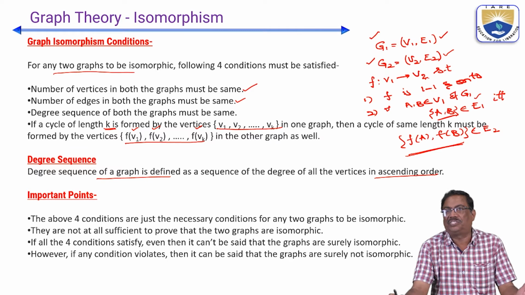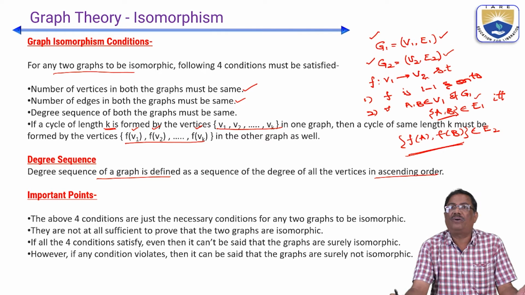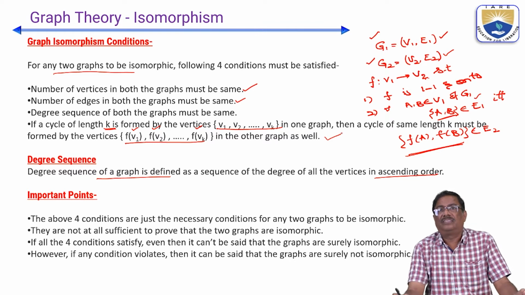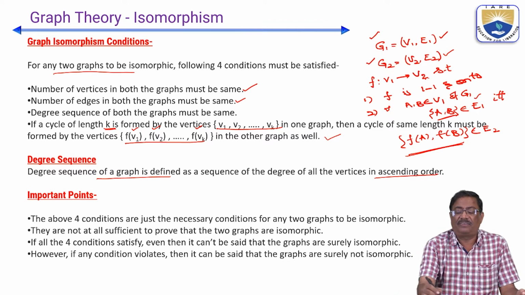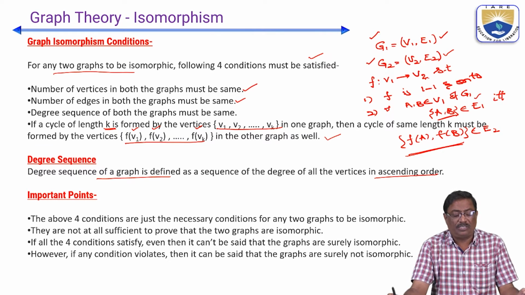Then the image, that means in the other graph, a cycle of length k exists with the image vertices, that is f of v1, f of v2, and so on up to f of vk. So these are the conditions. Whenever they are satisfied, we can say that both graphs are isomorphic to each other.